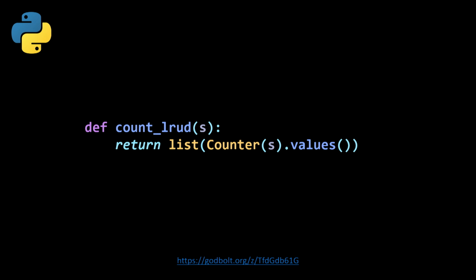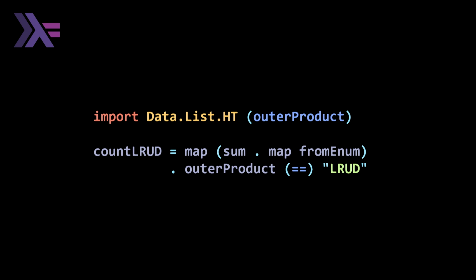Speaking of Haskell, this is the APL solution. Note that your outer product, equal for equals. Here, we're getting back trues and falses. And because of the strong typing, and there's no type coercion really in Haskell, you've got to convert your trues and falses to something that's summable.